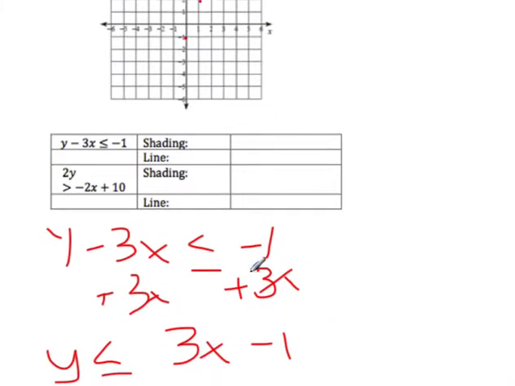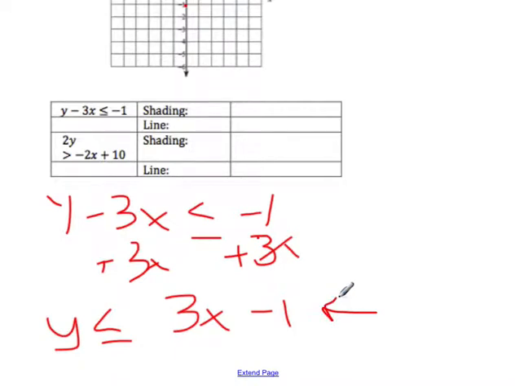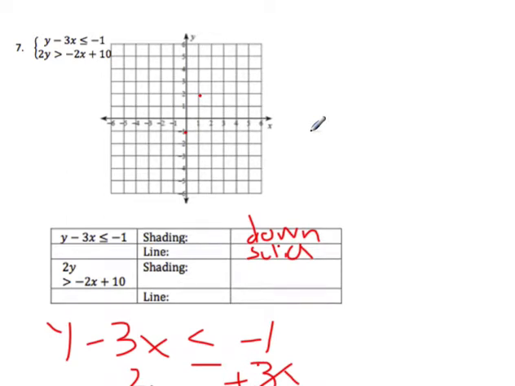Okay, now let's take a look at our shading. You always want to look at the end result when you think about your shading. It's facing away from the alligator at the end, so I'm shading down. There's a line underneath, so it's going to be solid. So we're going to make this a solid line, and then from there we're going to be shading down.